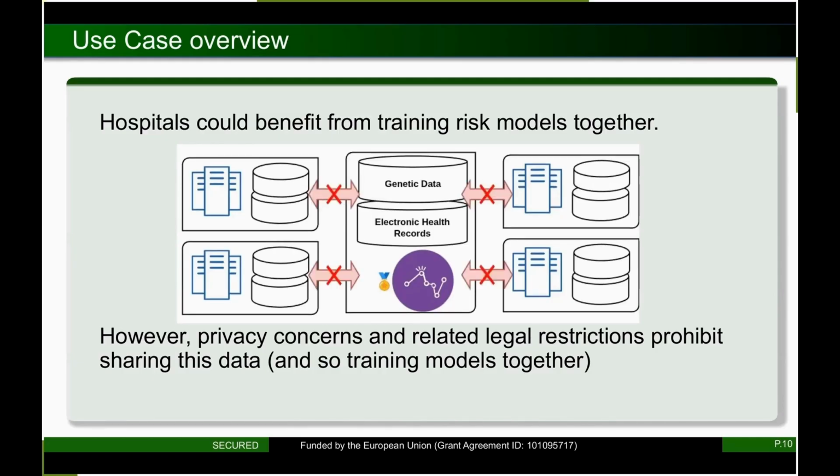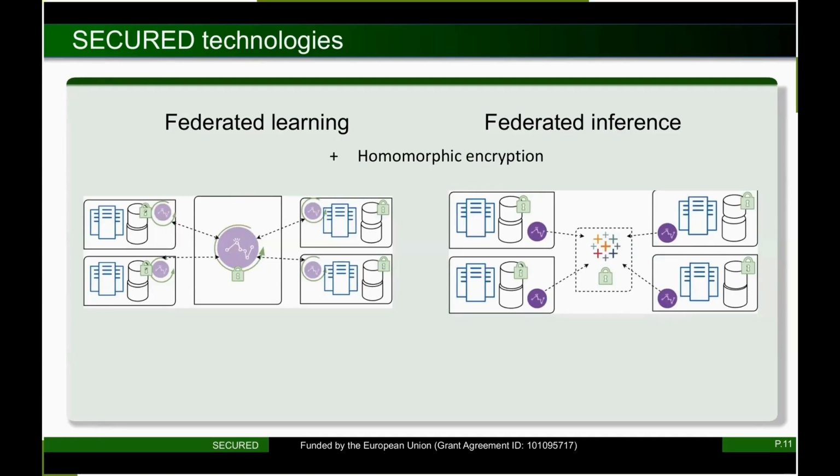However, unfortunately, this is not possible to be done in this way because there are different privacy concerns and related legal restrictions that prohibit sharing of this data to protect the patients. So what are the ways that we can circumvent this? So within SECURED, we have been evaluating 3 different technologies for this use case. Importantly, this is still something that is being finished right now, so we don't have the final results. These technologies are federated learning, federated inference, and homomorphic encryption. You have seen them presented already earlier today. I will just touch shortly on them later.